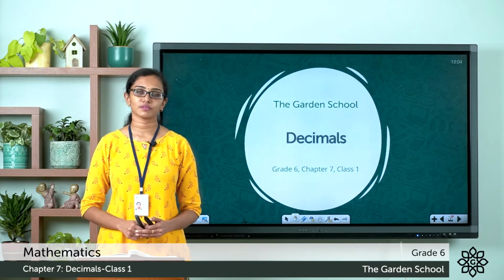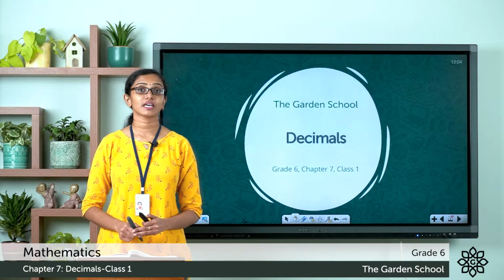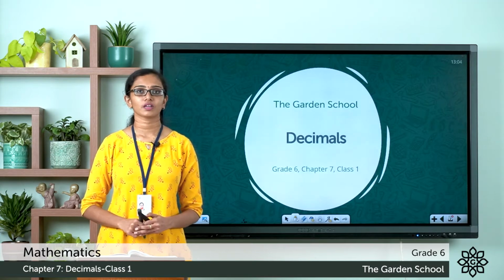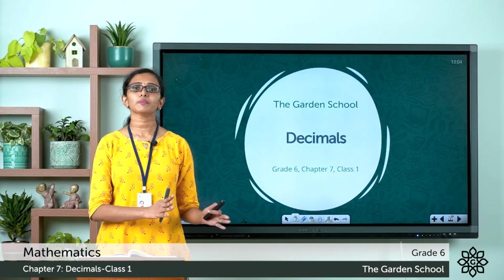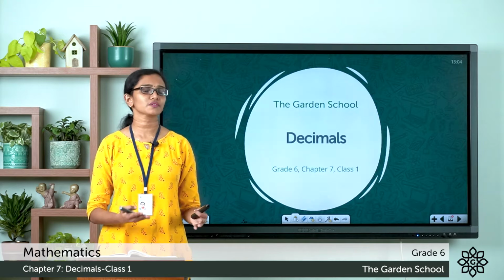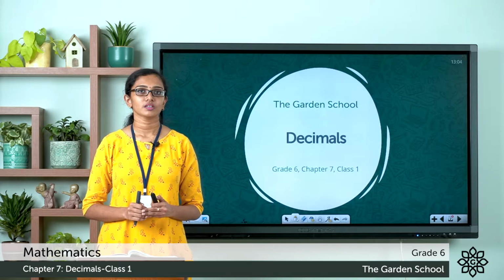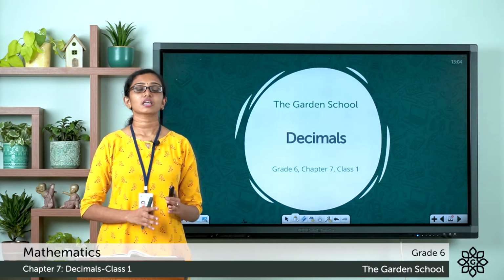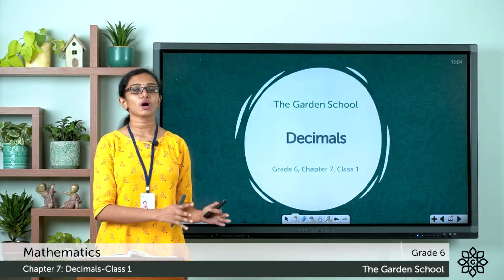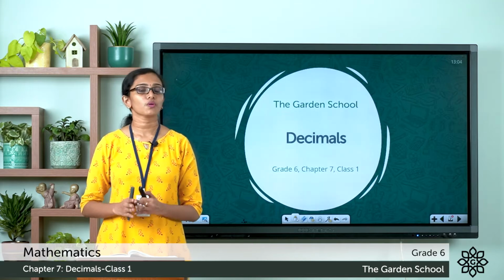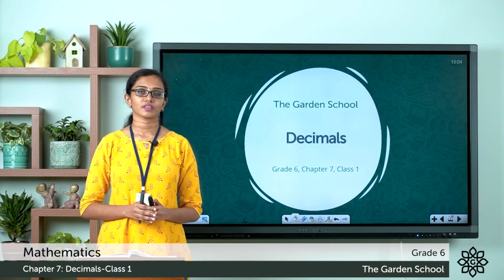Let's start a new chapter today. We'll start chapter 7, decimals. In the previous chapter, we have been learning about fractions. So what is a fraction? A fraction represents parts of a whole. So decimals is another way to represent a whole number and parts of a whole together.